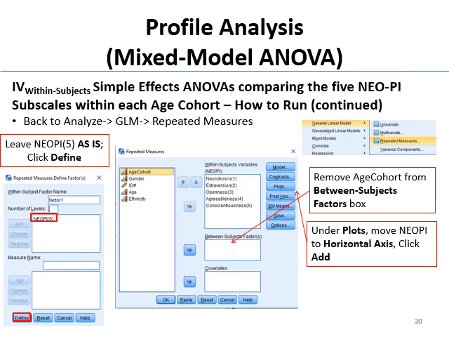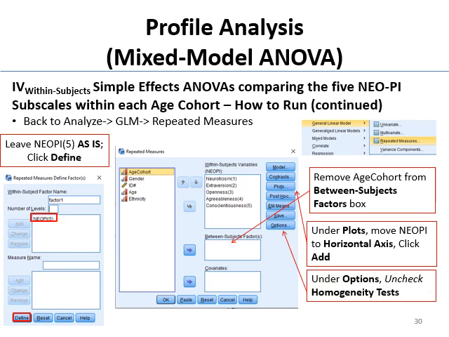Under Plots, make sure you move NEO-PI to the horizontal axis so you get a cool plot. Under Options, I do tell you in the instructions to uncheck homogeneity tests. There's already enough clutter here. And remember to click OK, not Paste.